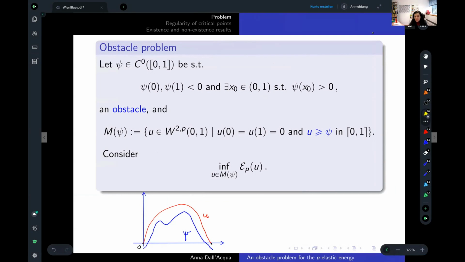And what we are interested in is to look at the minimization problem for the P elastic energy on this set. So does a minimizer exist? Which properties does it have? That's the general question we are looking at.